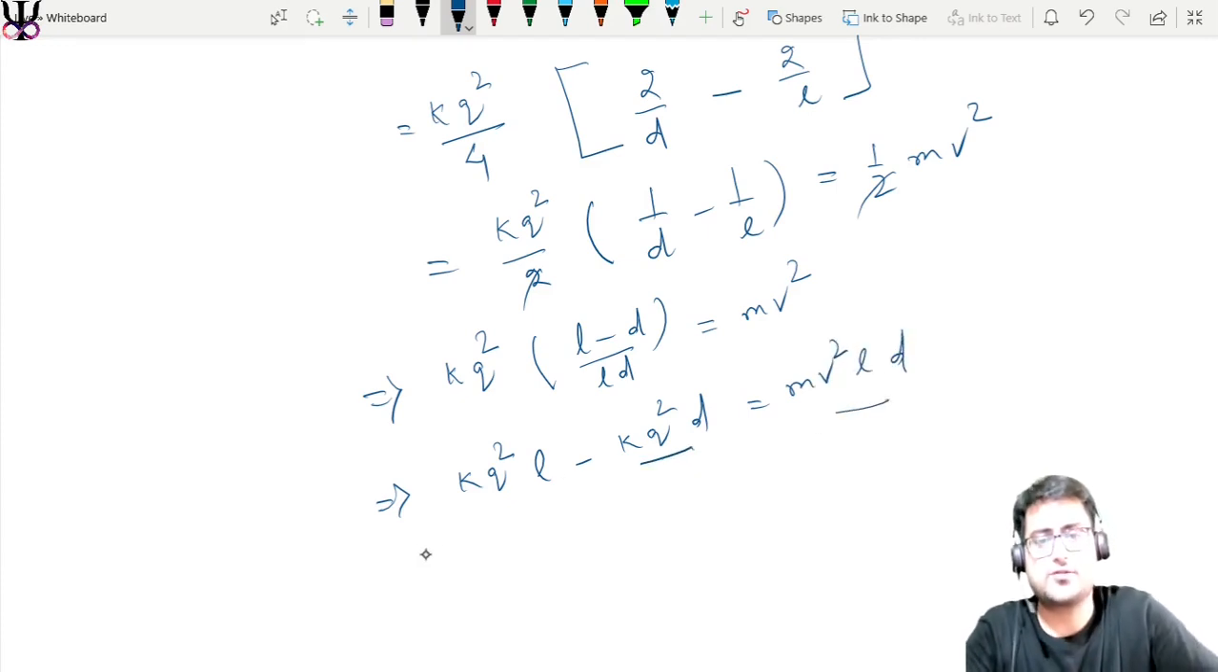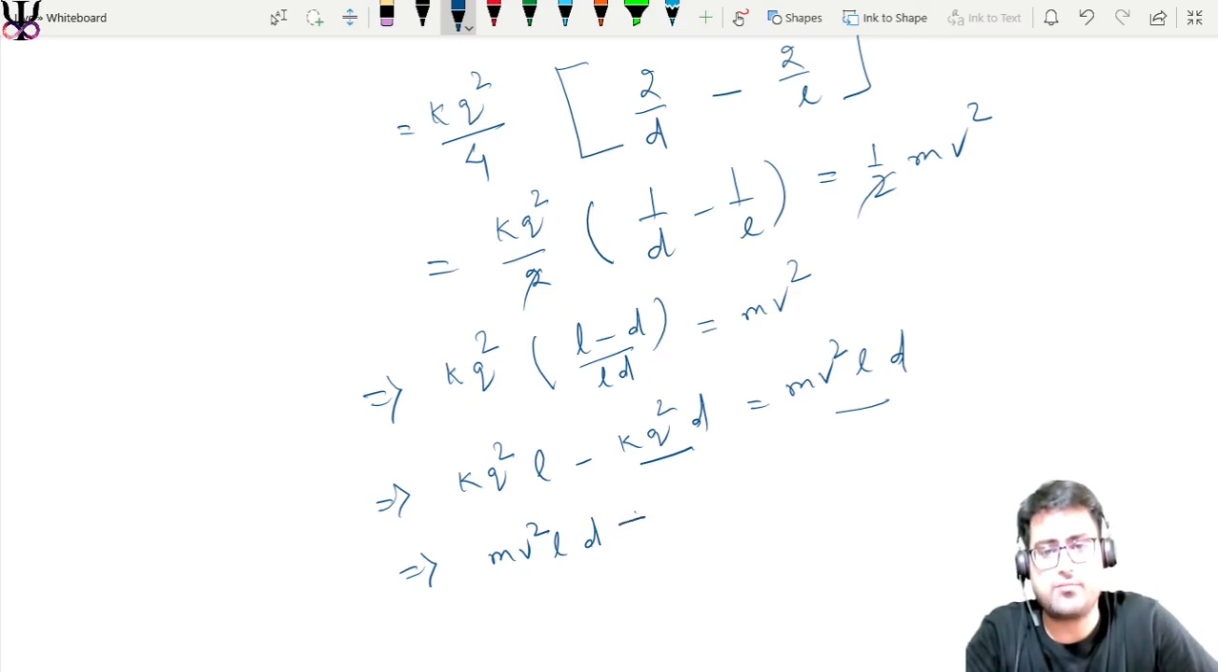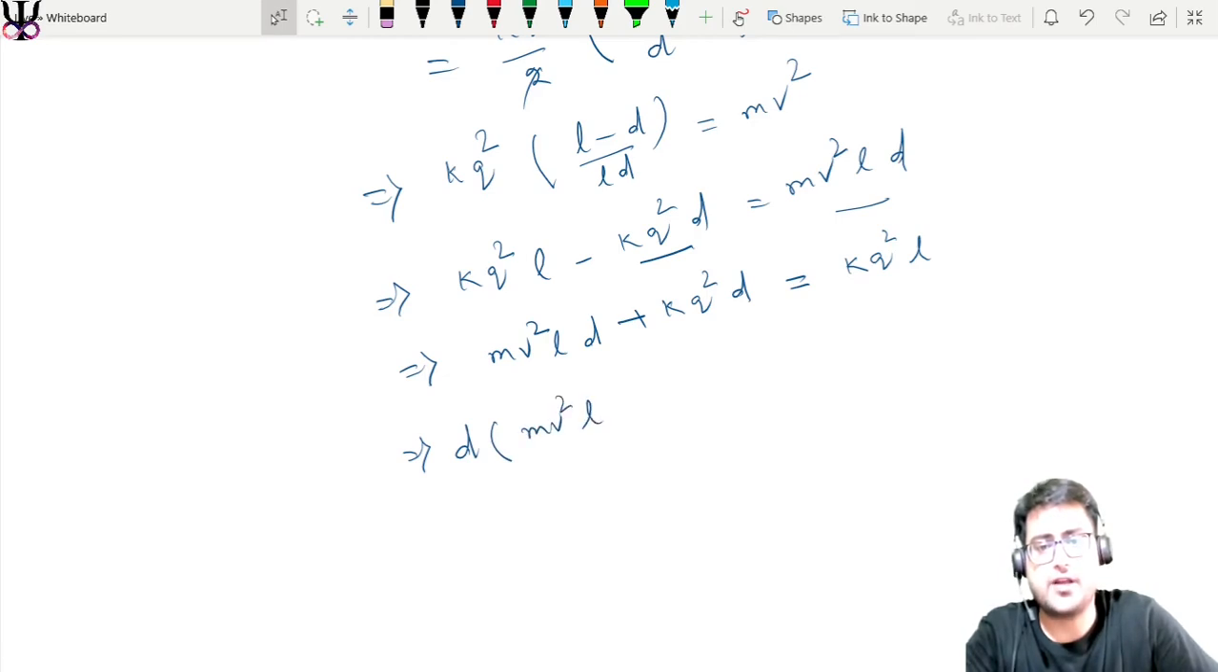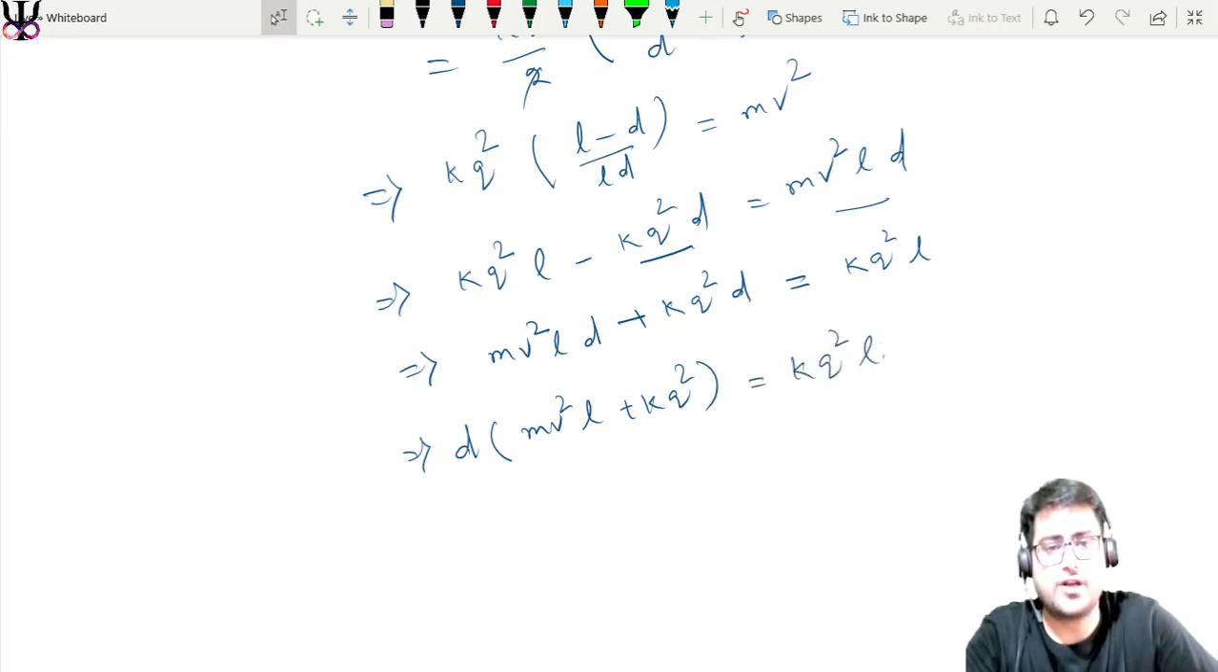Now take the d terms together. You're going to have mv squared L d plus k q squared d is k q squared L. So now you just take d as a common factor: d times (mv squared L plus k q squared) is k q squared L, right? Now the value of d is going to be k q squared L upon (mv squared L plus k q squared).